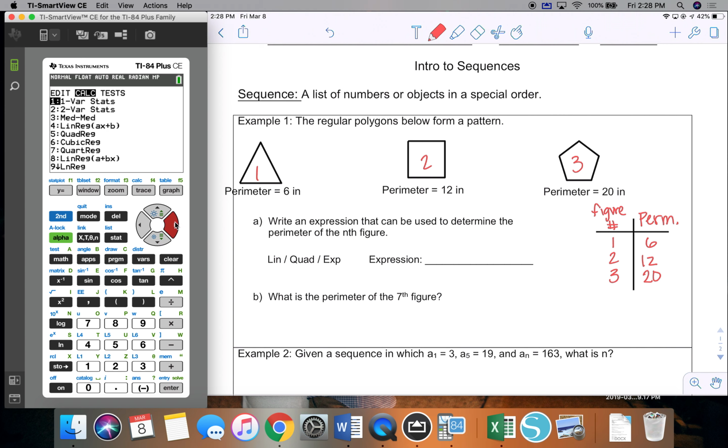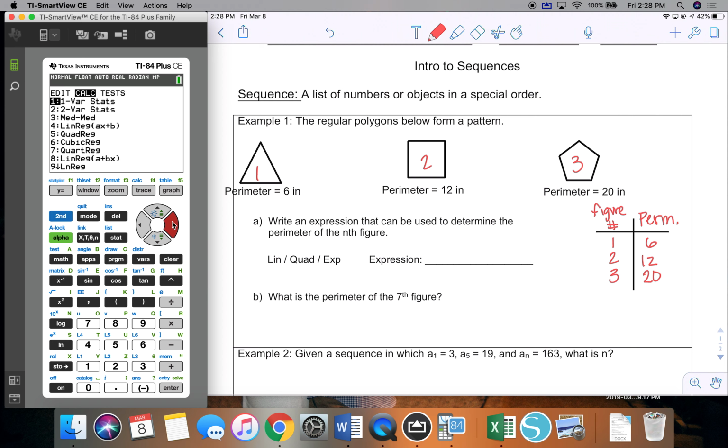So I'm going to run my StatCalc 4. Before I do that, I'm going to check that my diagnostic is on. We talked about this in the regressions day. So mode, scroll up, so that stat diagnostics is on. This needs to be on. If it's not, go over there and click enter.